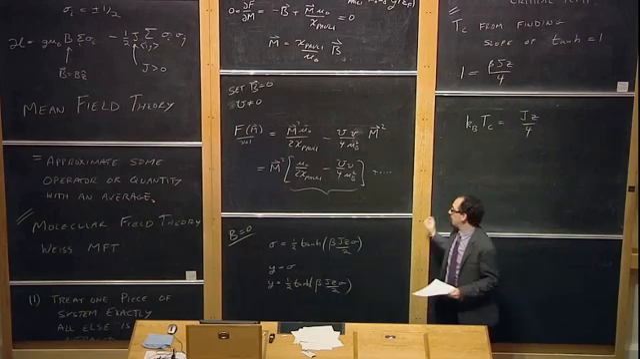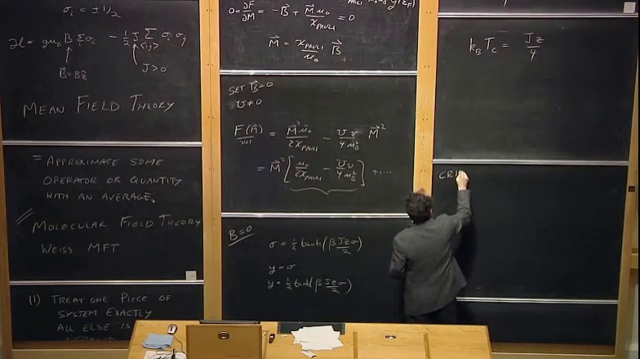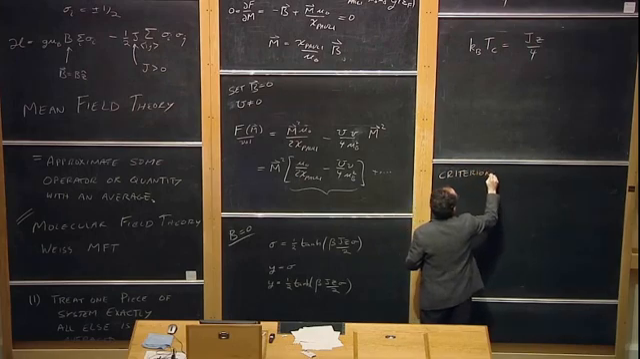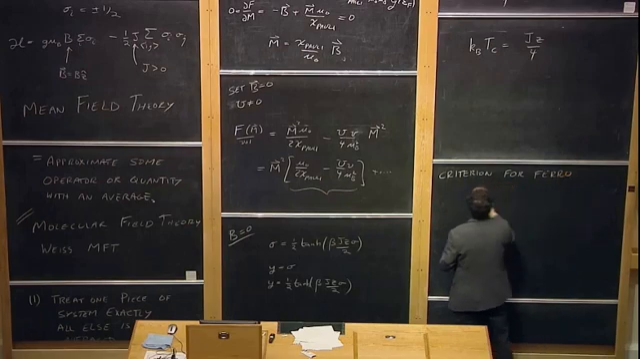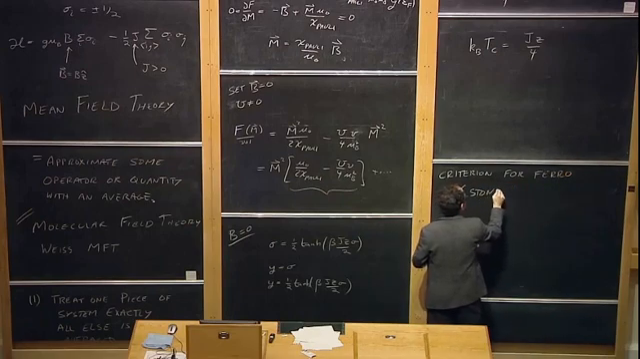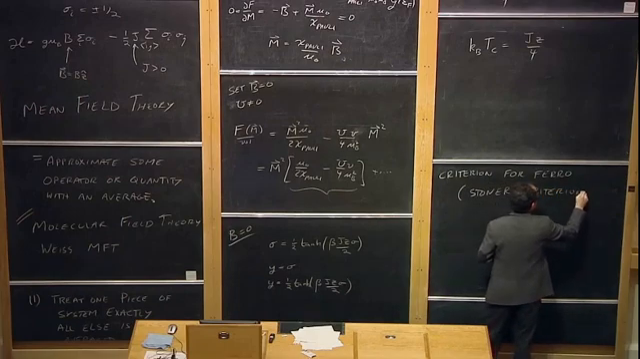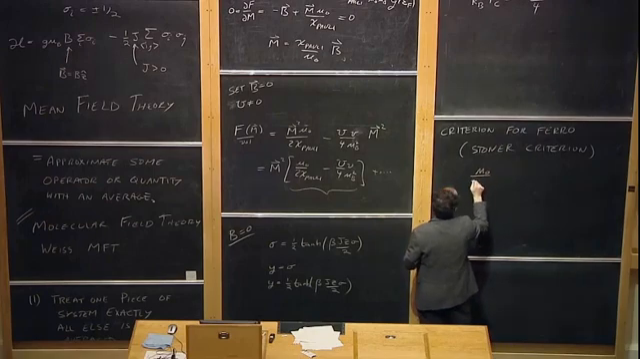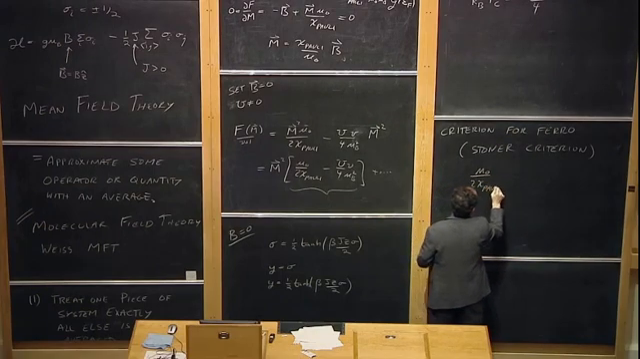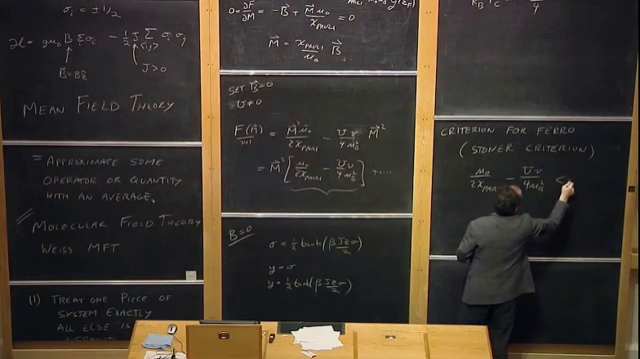Okay? So the criterion for ferromagnetism, which is known as the Stoner criterion, is that this mu naught over 2 chi Pauli minus U times the volume of the unit cell over 4 Bohr magneton squared should be less than 0.